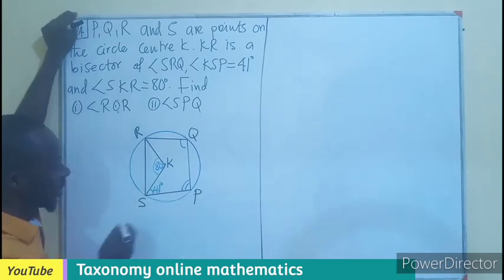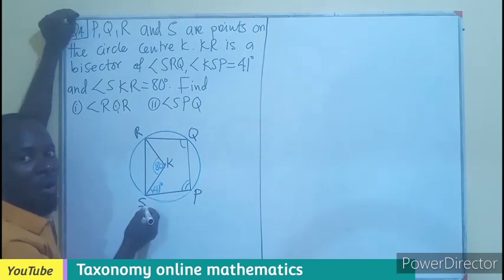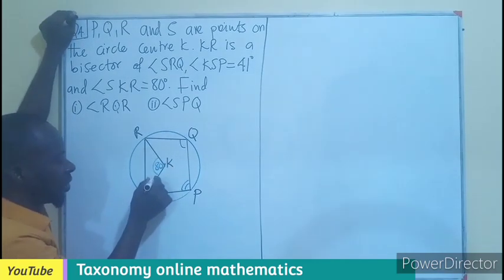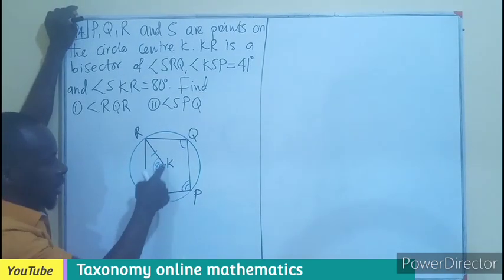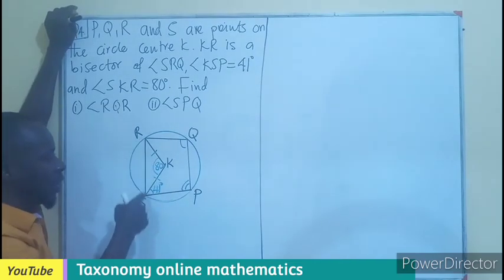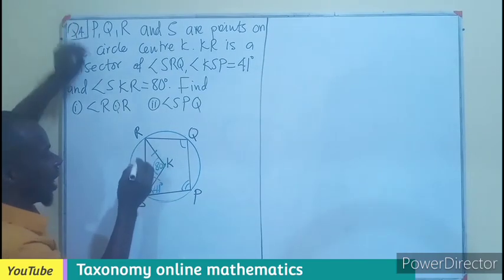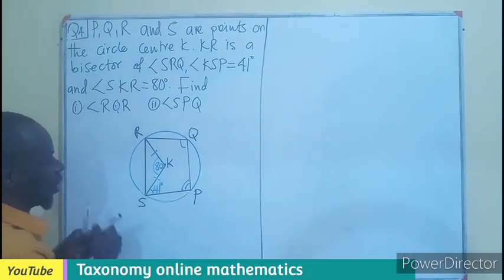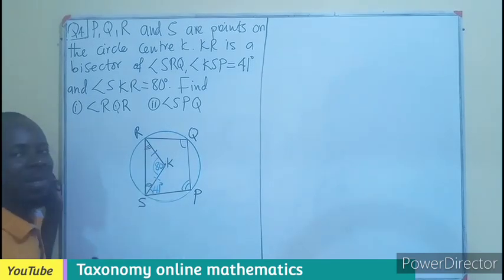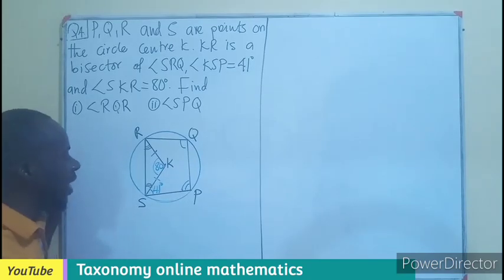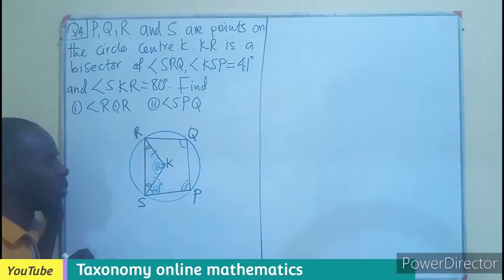Number two: since KR and KS both lie from the center to the circumference, they are radii. If two radii form a triangle with a chord, then that triangle is an isosceles triangle, meaning the angles at the base of that triangle will be the same. This angle and this angle are the same because they are the base angles of an isosceles triangle. So that is the second property.